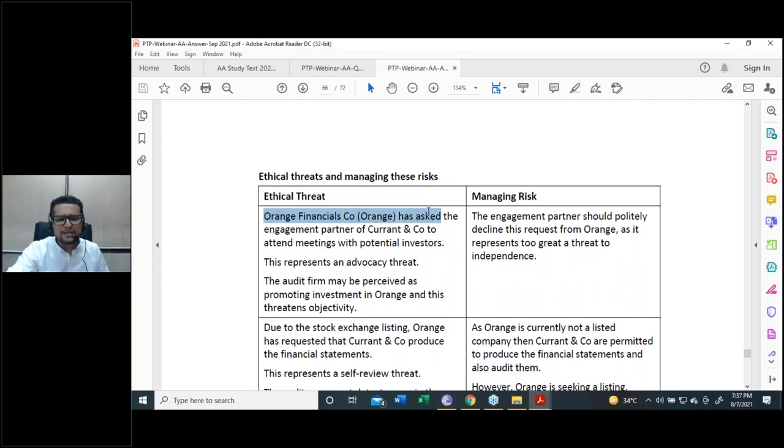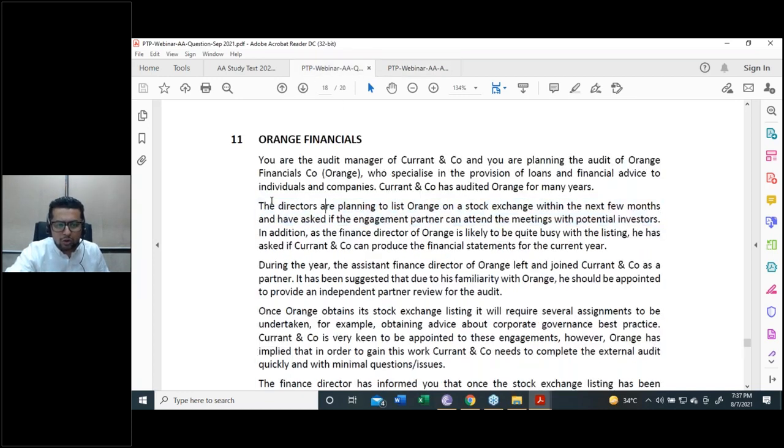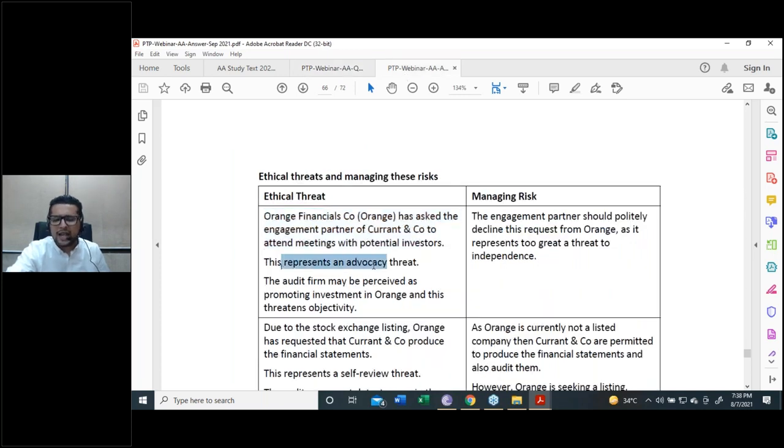Orange Financials company has asked the engagement partner of the current company to attend a meeting with the potential investors. The answer is shortened. You could have copied everything, because you are copying it. It takes a microsecond. The directors are planning to list Orange company and the meeting with the potential investors, so it's one and the same thing. This creates advocacy threat.